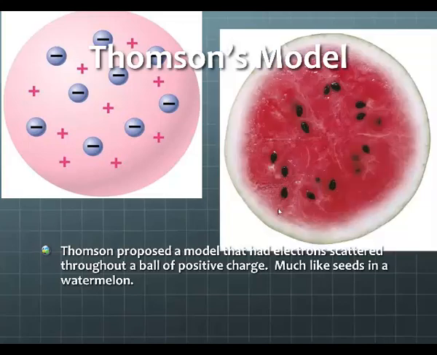The element in nature that he thought that most likely represented it would be a watermelon. The seeds would represent the negatively charged electrons, and the fruit itself represented the large amount of positive charge, the ball of positive charge that was found inside the atom itself.